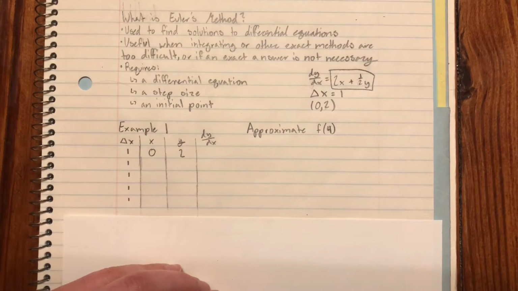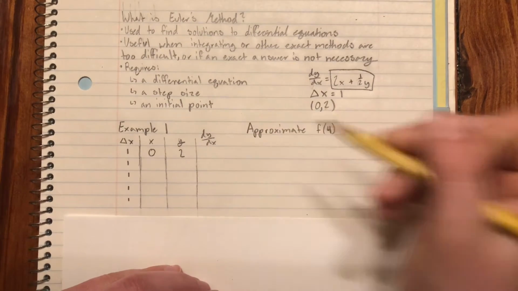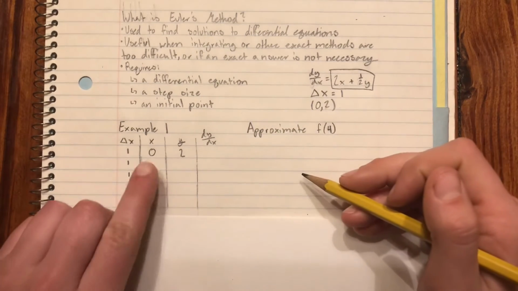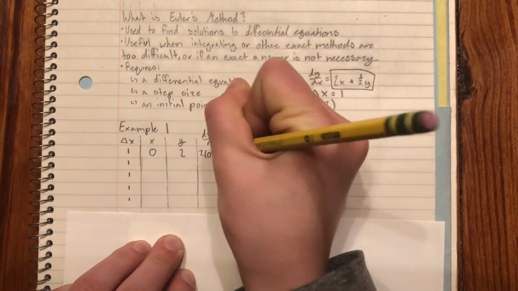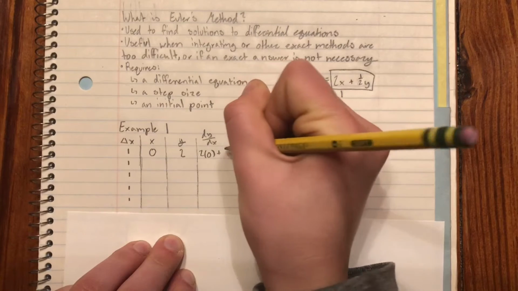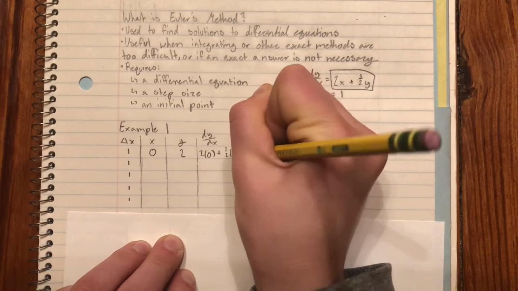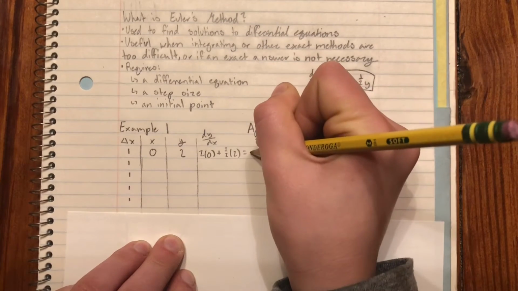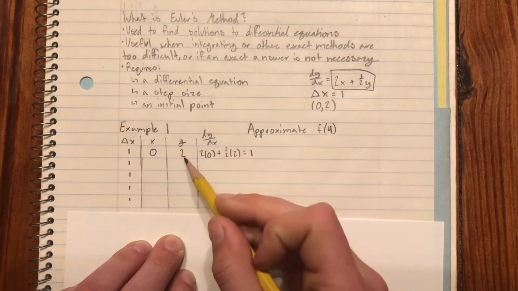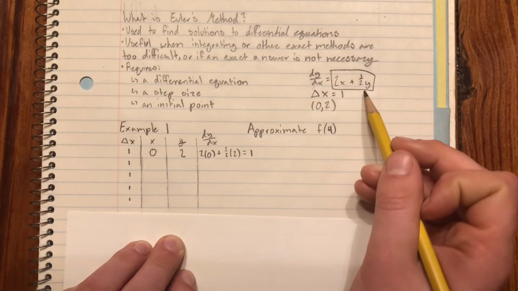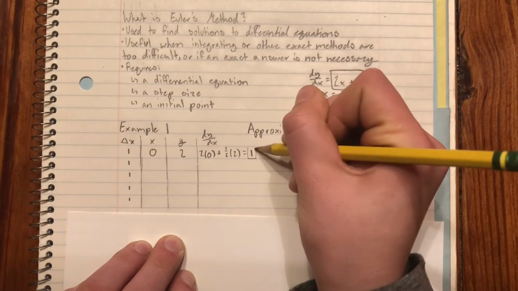So, first things first, we're going to calculate dy/dx based off of these values. So, 2 times 0 plus 1/2 of 2 is equal to 1. So you'll notice that I plugged in the x, I plugged in the y into this equation here, and that got me a dy/dx equals 1.